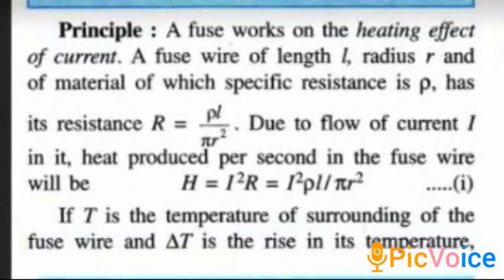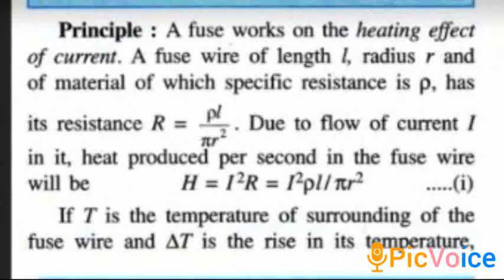Now let us consider a fuse wire of length L having the radius small r, and the specific resistance of that material is rho. We have already studied all this earlier. Now we know that rho is given as R A upon L, where A is pi r square. So when you write that equation in terms of capital R resistance, you get R is equal to rho L upon pi r square. Now because of the current flowing in it, heat is going to be produced, and that heat is given as H is equal to I square R.